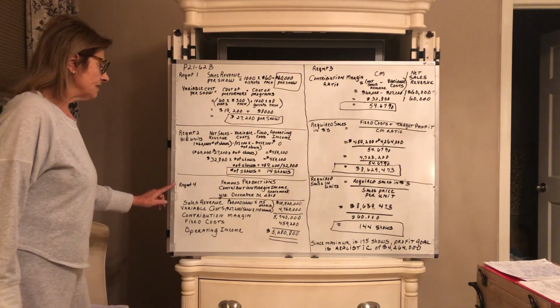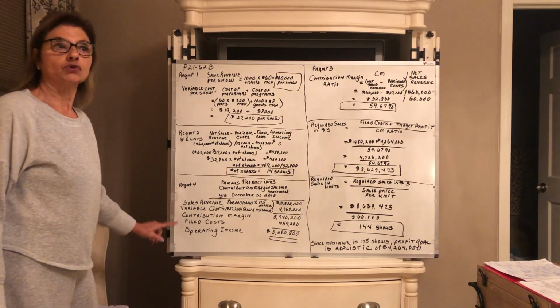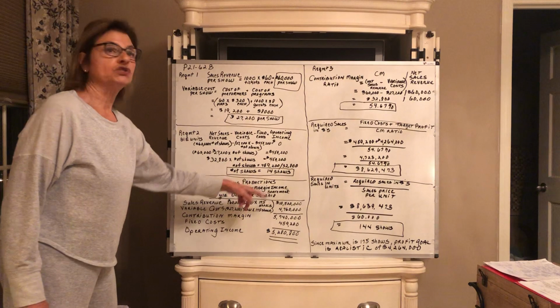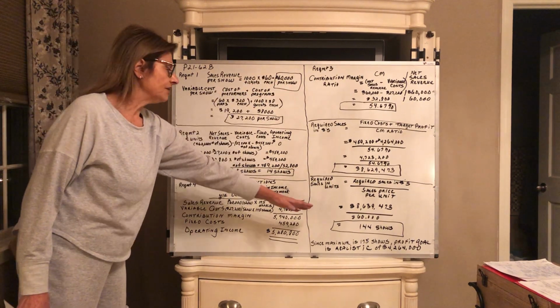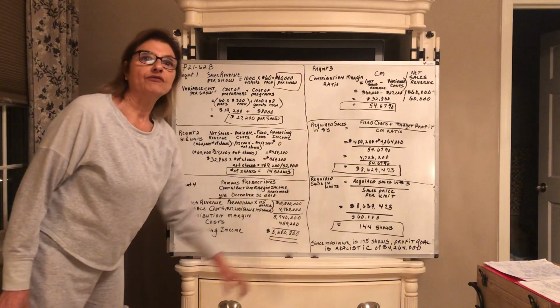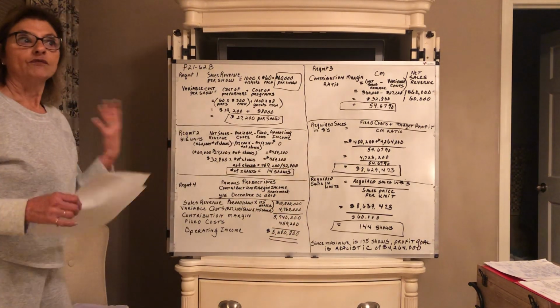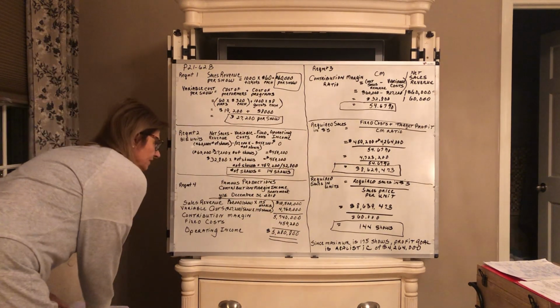Notice requirement 4, I put here because it's short, and that's the contribution margin income statement. I'm going to do that after we do requirement 3, which is 3 different formulas. So let's see what they want.